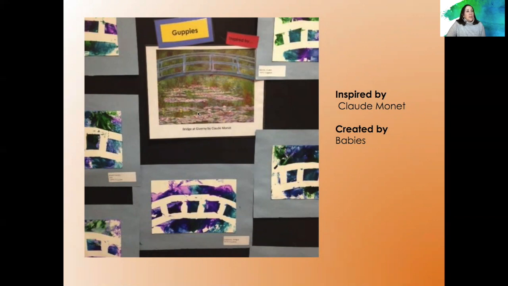This is The Bridge at Giverny by Claude Monet. So this is a painting. He's an impressionist. And you can see there's the bridge, and you can see the colors, blues and greens and purples. So what they did was the teachers taped off the bridge with some painter's tape on a piece of cardstock. And then they put it in a Ziploc bag, and they squirted some green, purple, and blue paint in there, and then just let the kids mush around with their hands.